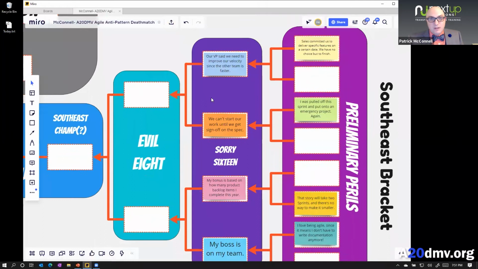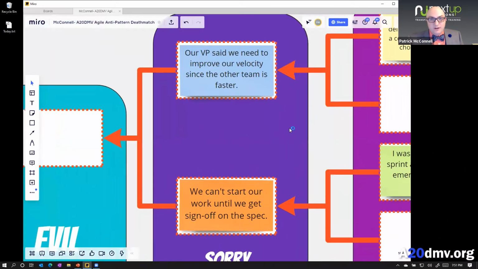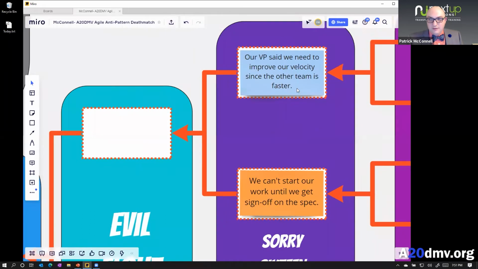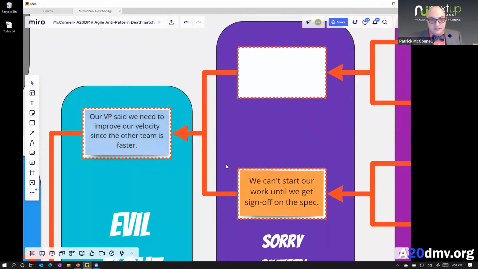Next one. Our vice president said we need to improve our velocity since the other team is faster. Or we can't start our work until we get sign off on the spec. Which one's worse? Raise your hand for the top. Oh, we're getting a lot of votes there on the top. I think this was going to win. I think so. Oh, come on, mouse. There we go. All right. Yep, pretty close. I think the top one took it based on momentum there.